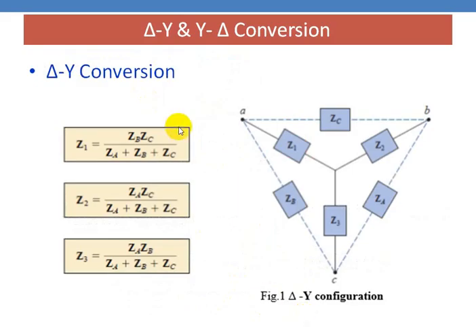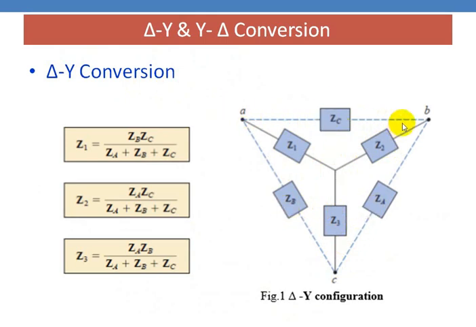Then coming to star-delta and delta-star conversion. Sometimes in network protection, we may have to use star to delta conversion or delta to star conversion. So let us see the formulas. This is a star network, where the impedances are named Z1, Z2, Z3. In the delta connected network, they are ZA, ZB, ZC.